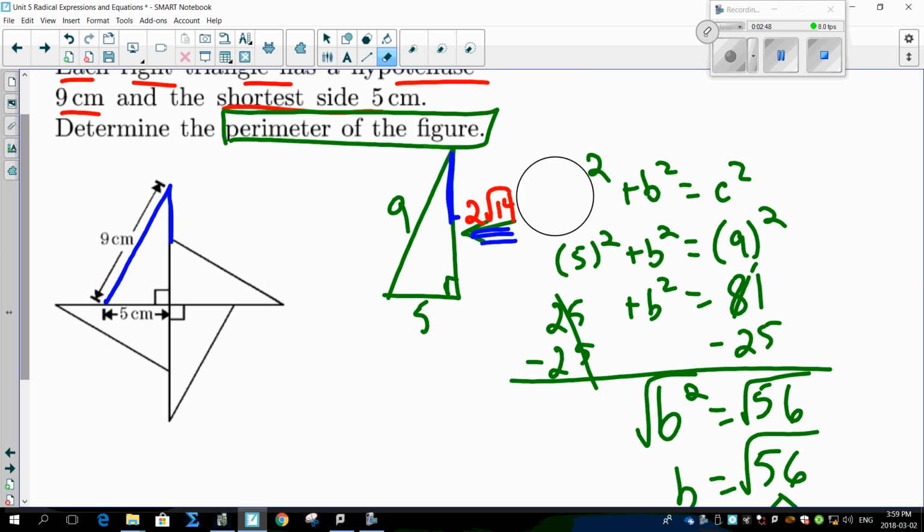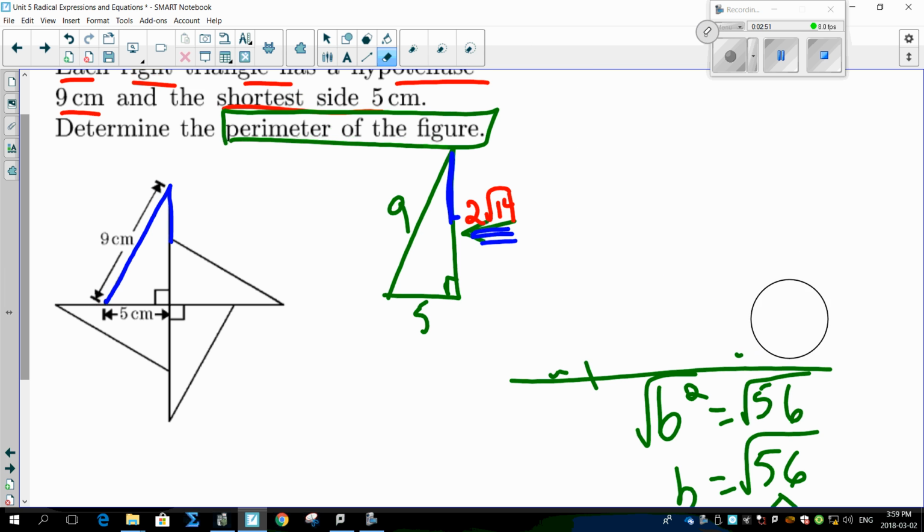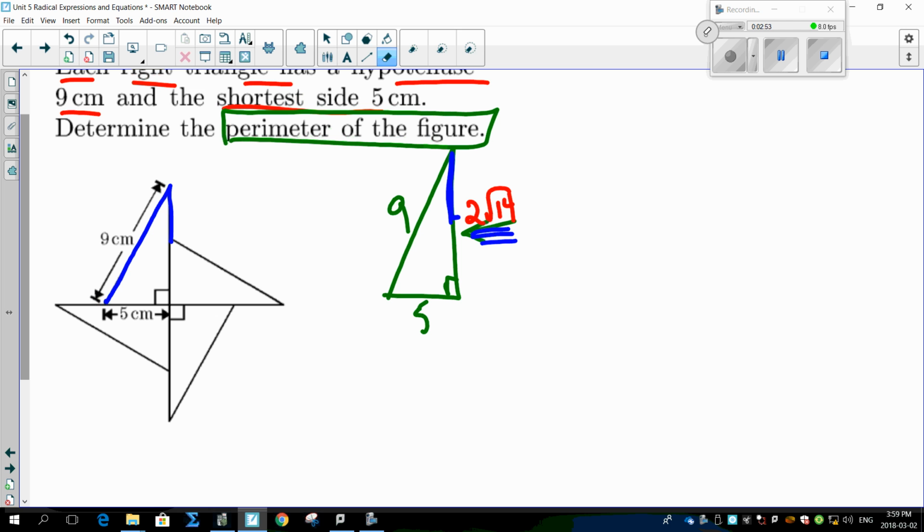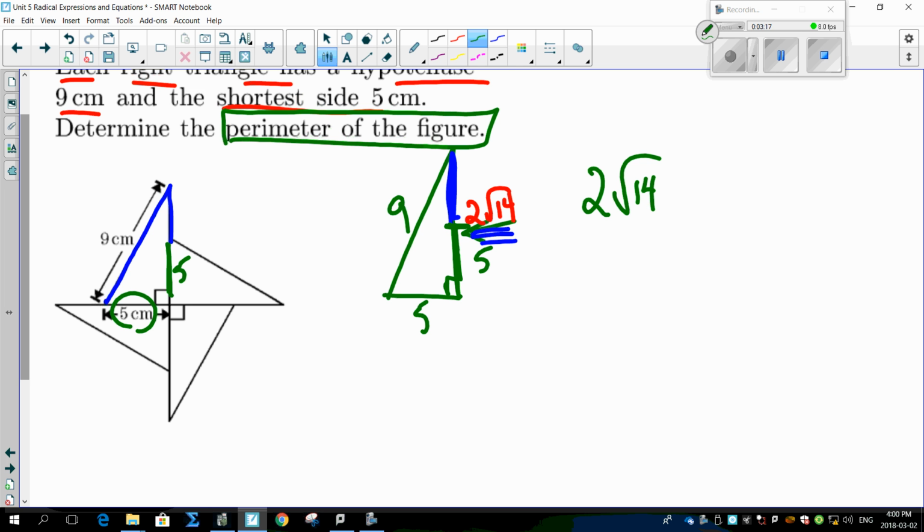And let me get rid of all of this garbage here because now we're done with this stuff. I don't need it, okay? I know that that's 2 root 14. My question is, how do I figure out how much this little blue line is right here? The whole thing is 2 root 14. But wait a second. Isn't this line here 5? Right? So that means this is 5. So if the whole thing's 2 root 14, I can take away this piece, which is 5, and now I've got the blue piece. Yay!